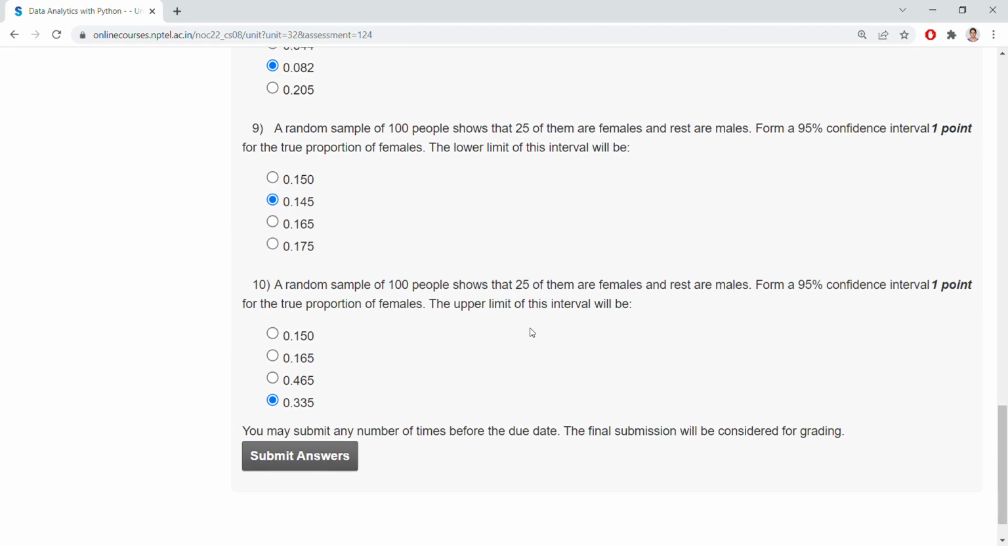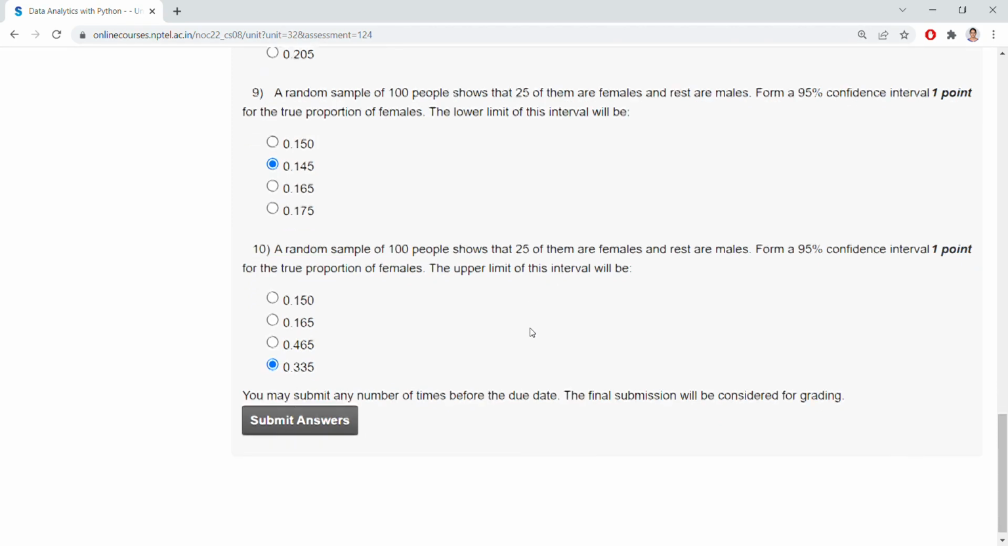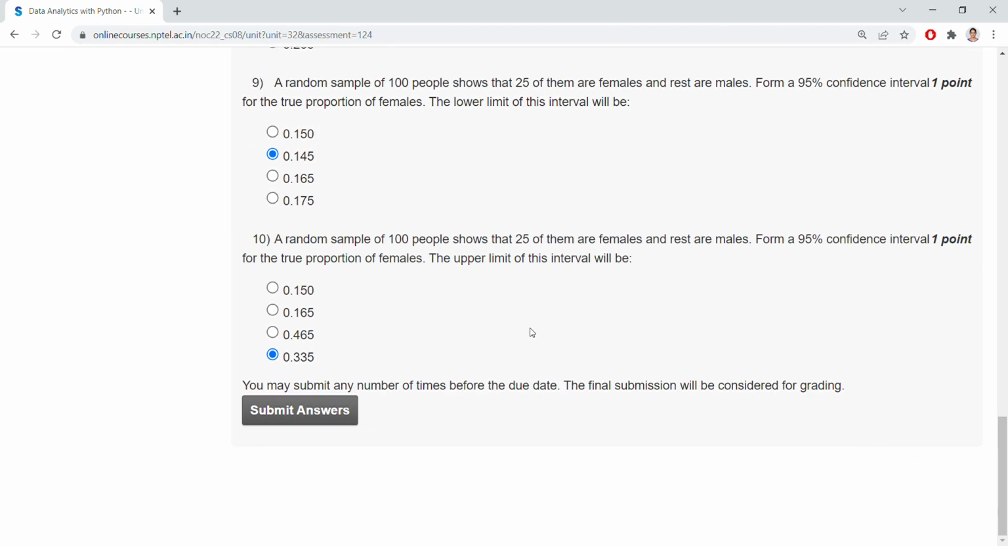A random sample of 100 people shows that 25 of them are females and the rest are males. Form a 95% confidence interval for the true proportion of females. The upper limit of this interval will be 0.335.